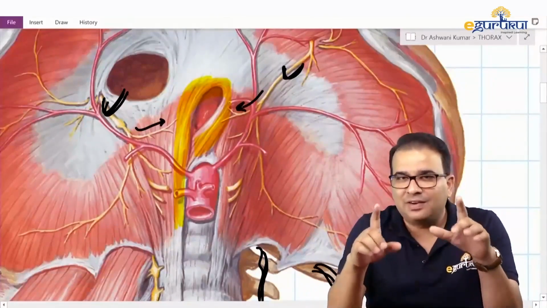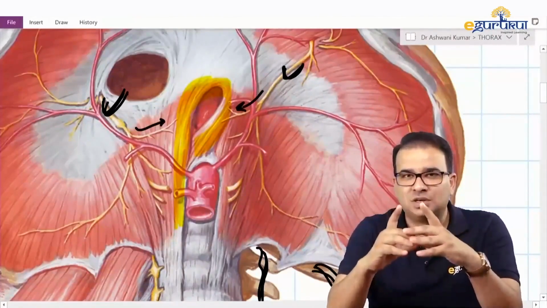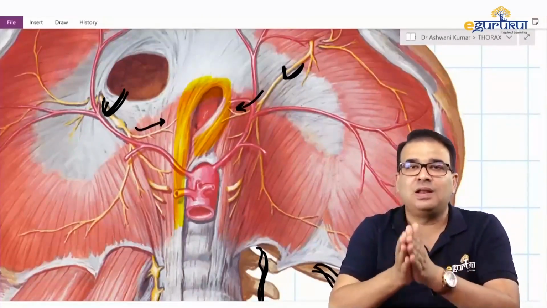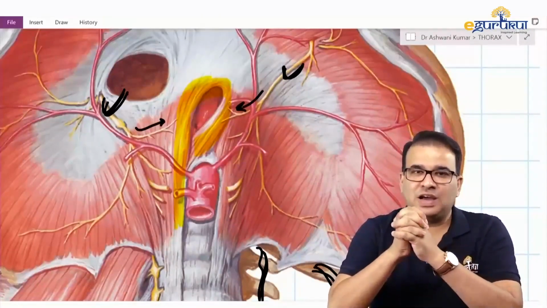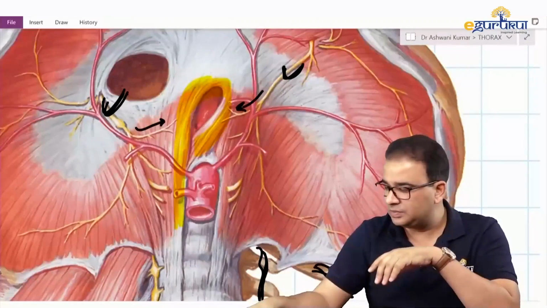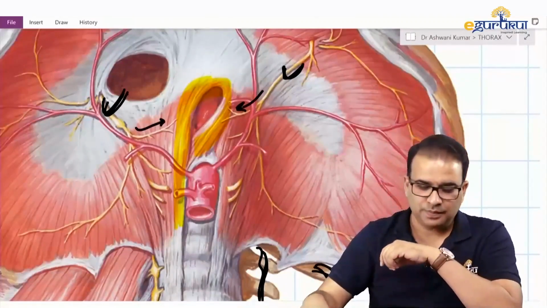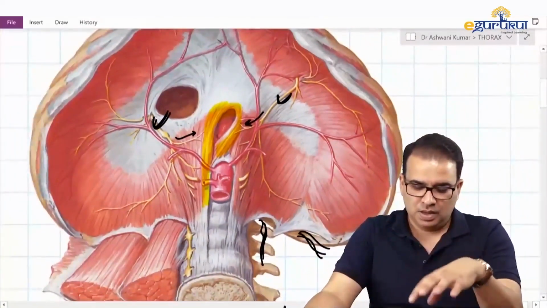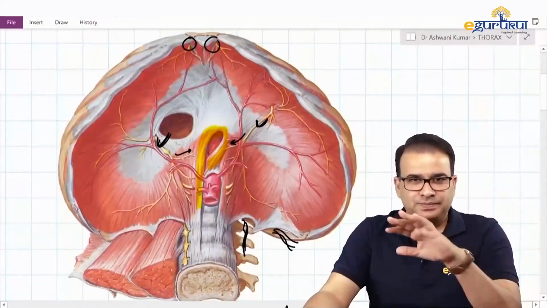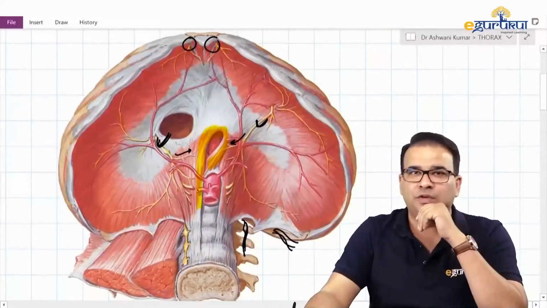So please note that the right crus of the diaphragm is one structure of the diaphragm which is supplied by both phrenic nerves. Please note, the right crus of the diaphragm is supplied by both phrenic nerves. So this concludes the first thing for us, that is the inlet and the outlet of the thorax.